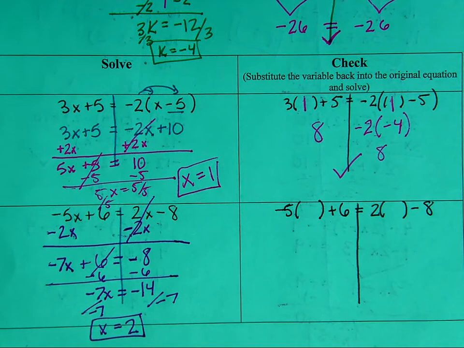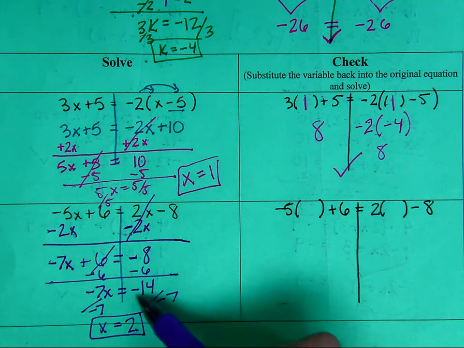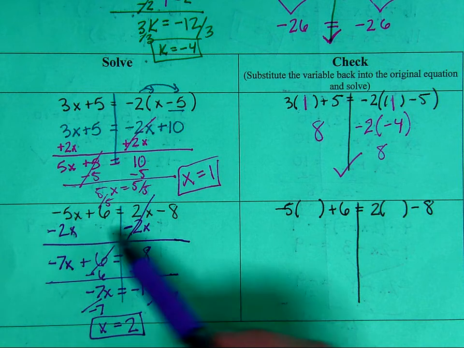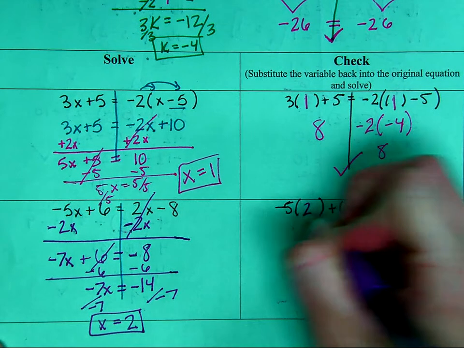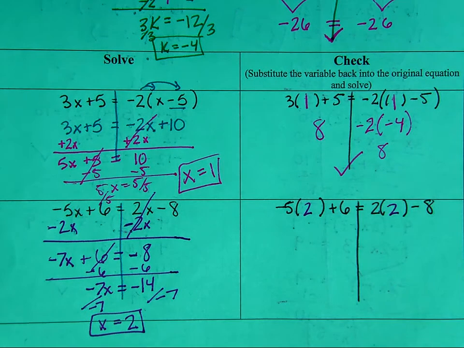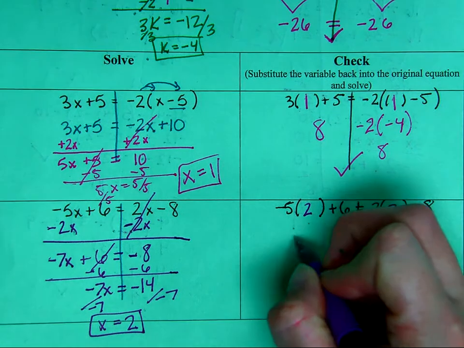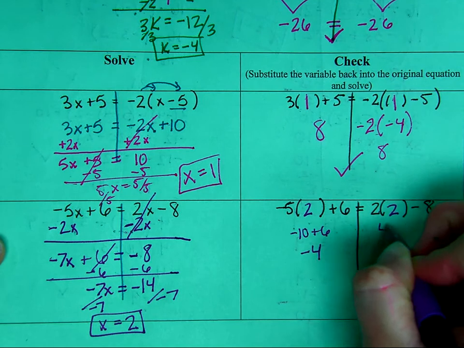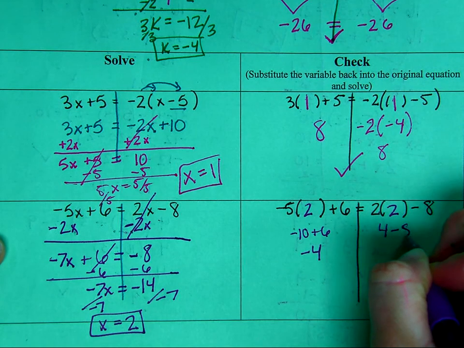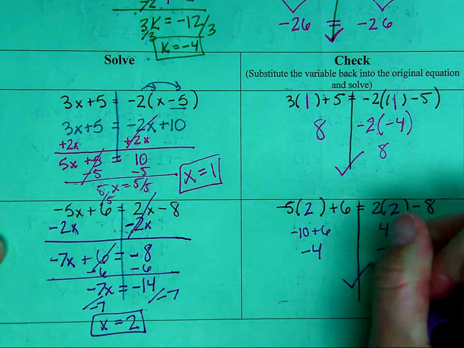Okay, so at the end here, you probably had both positive numbers if you started the problem different than mine, which still gives you a positive 2. So like I said, it doesn't matter. As long as you're doing your steps right, you're going to get the same answer. So plug my 2 into check. Negative 10 plus 6 gives me negative 4. 4 minus 8 gives me negative 4. Yay, 2 is the right answer.